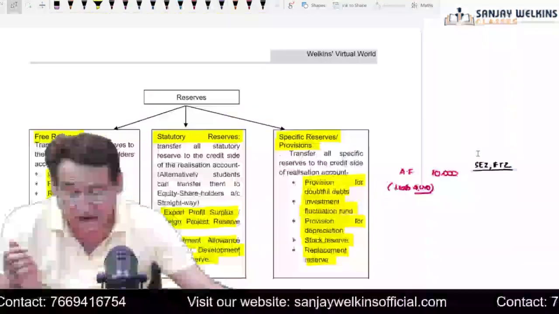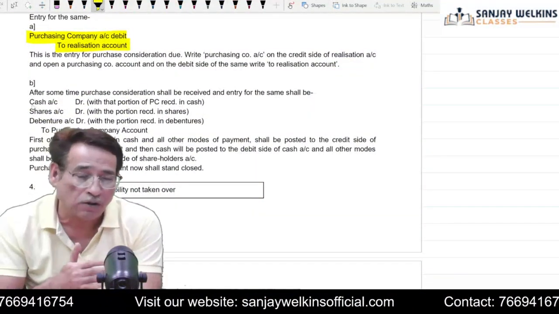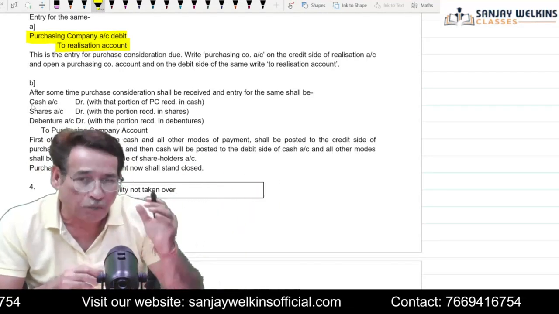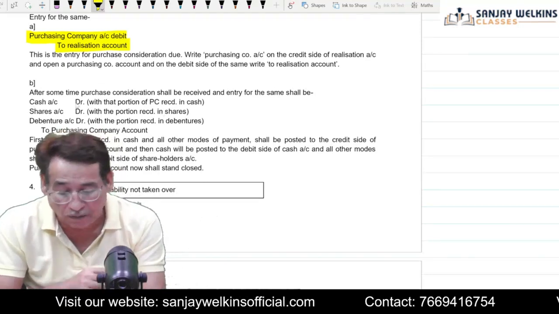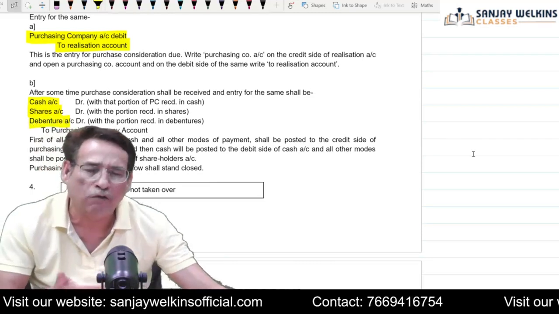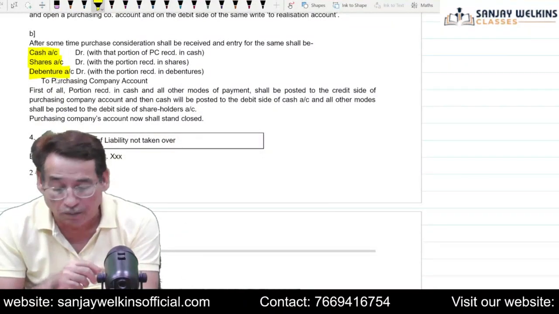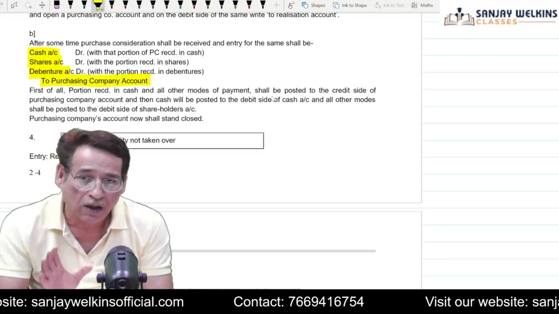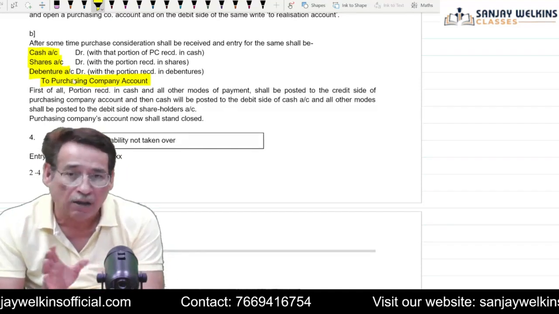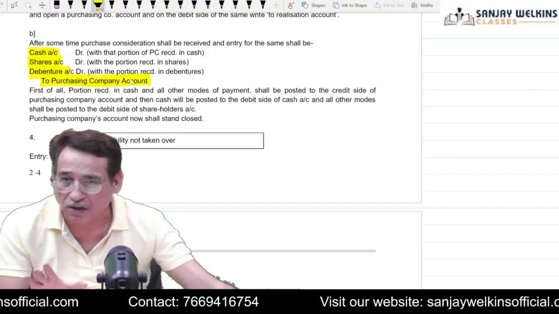After some time, we will receive the amount of purchase consideration, because we are receiving purchase consideration from the purchasing company. Now, purchasing company might actually issue some cash, or they might give us some shares, or they might actually issue some debenture. So in whatever form purchasing company is going to discharge the consideration, we will debit that form, and then we are going to write to purchasing company. Correct? So various modes of payments through which we are receiving the payment will be debited, and purchasing company account will be credited when we are going to receive the amount of purchase consideration. Is it clear to you?